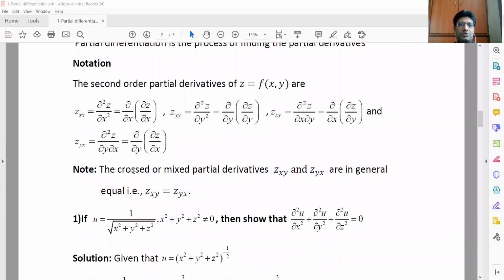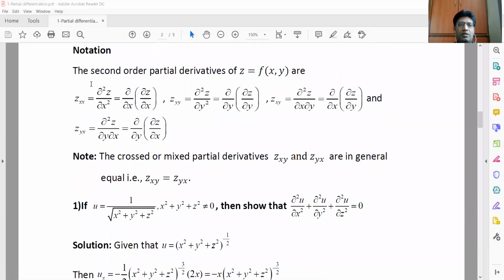So some more notations we'll see. We have seen already the first order partial derivatives. So these are the second order partial derivatives of z equals f of x comma y. So this is z double subscript xx. The meaning of this notation is dou square z by dou x square, which we can write as dou by dou x of dou z by dou x. Similarly, z sub yy, z sub xy and z sub yx.